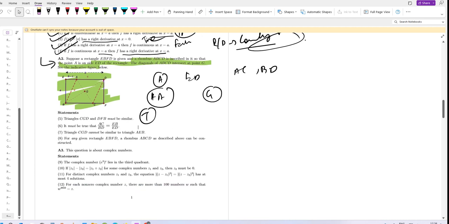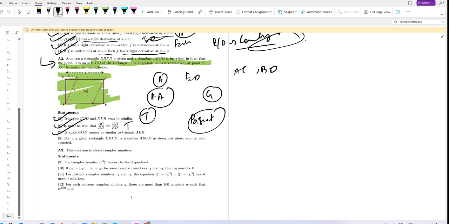Next, it must be true that AC by BD. In a rhombus the diagonals bisect each other, so these two represent the ratios by which the diagonals are bisecting the triangle. So this is also true.